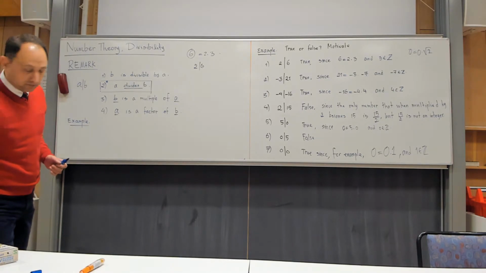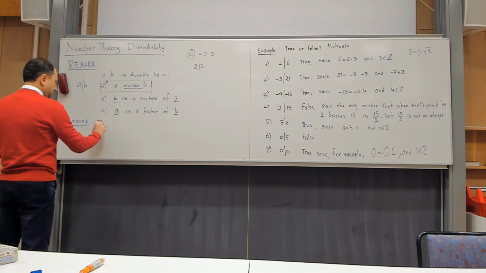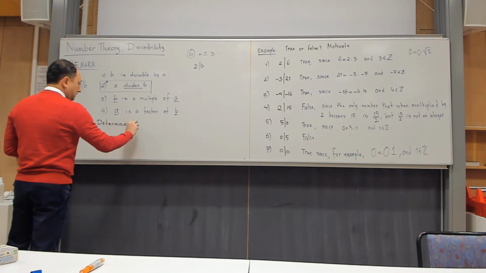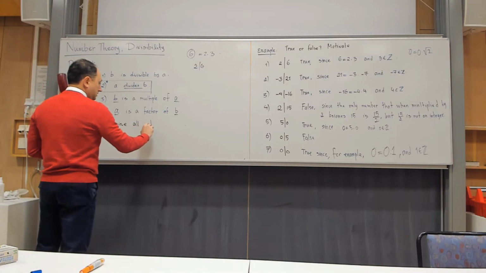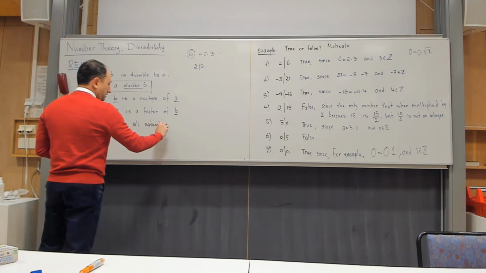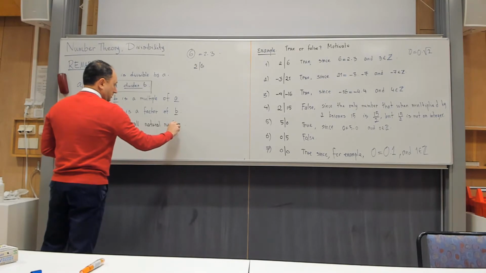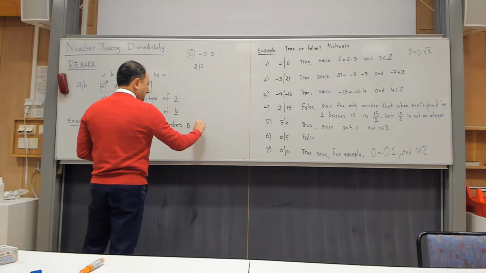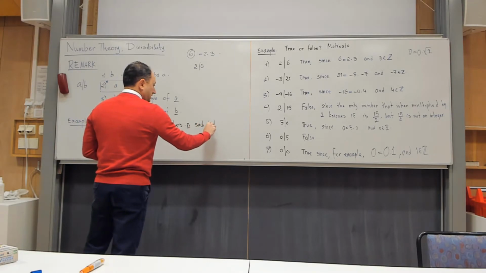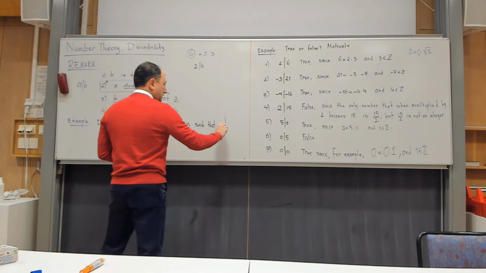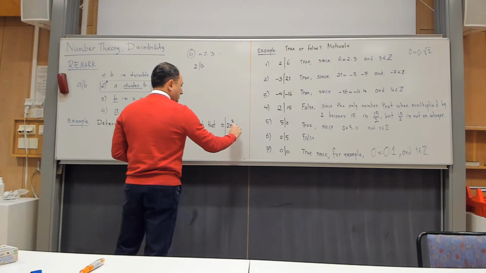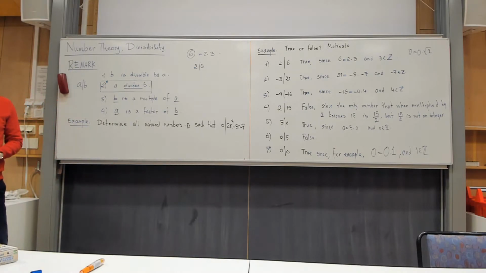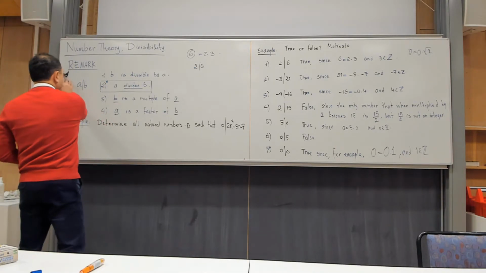Determine all natural numbers n such that 0 divides 2n squared minus 3n minus 7. Let me see, no, minus 2. 2n squared minus 3n minus 2.